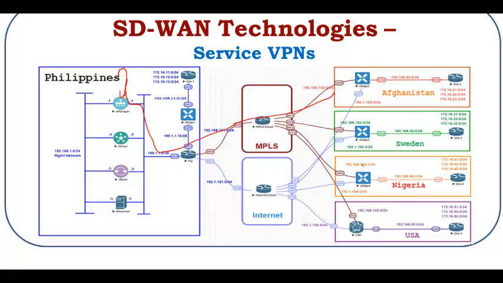Now, vSmart, you can have multiple vSmart. vSmart is the one which is distributing the routes of one side to other sides, right? Using what protocol? What is the protocol used by vSmart? OMP, Overlay Management Protocol. So, if this vSmart goes down, what will happen?